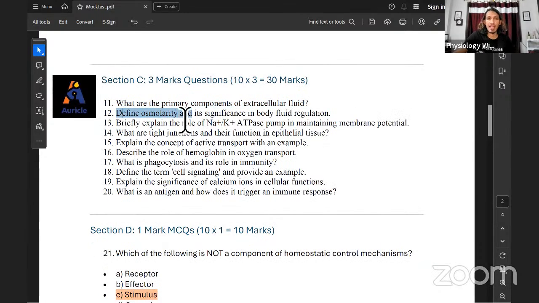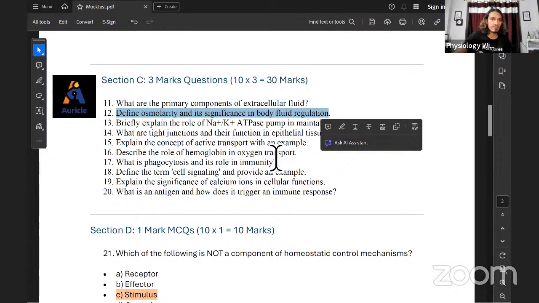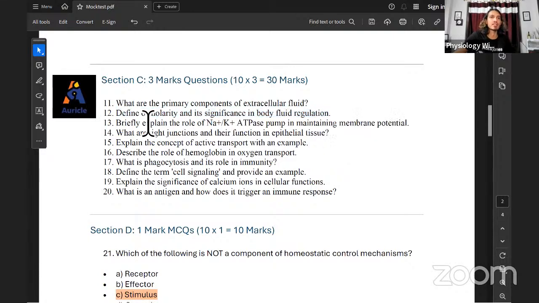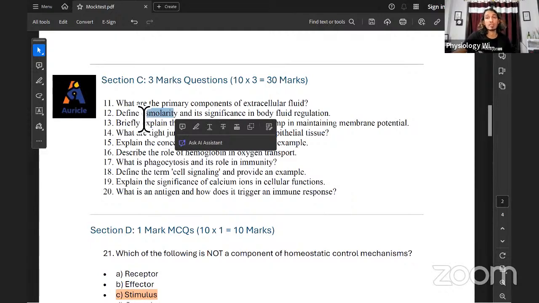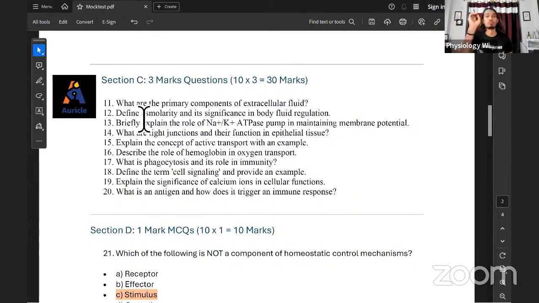Next, define osmolarity and its significance in body fluid. So again, please be wary of the difference between osmolarity and osmolality. The concentration of the number of particles which are there in a liter of the solution, that is osmolarity.